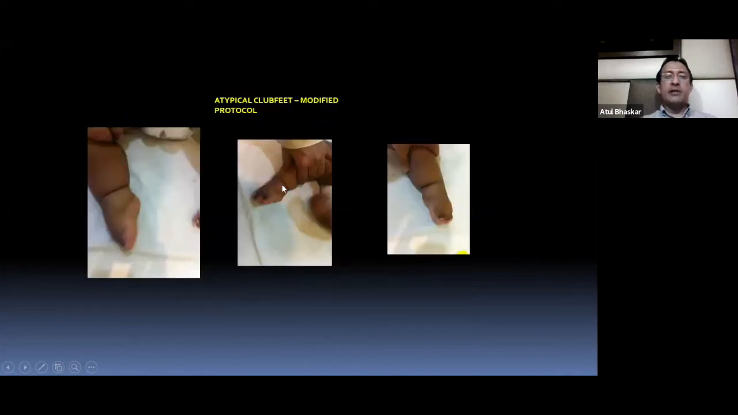So this is an atypical clubfoot. You can see there are deep creases around the ankle joint as well. The great toe is shorter. The foot is very, very small, and there's significant cavus. So this is a chubby foot.